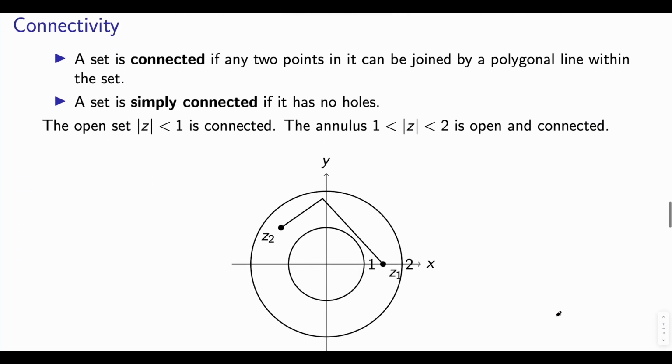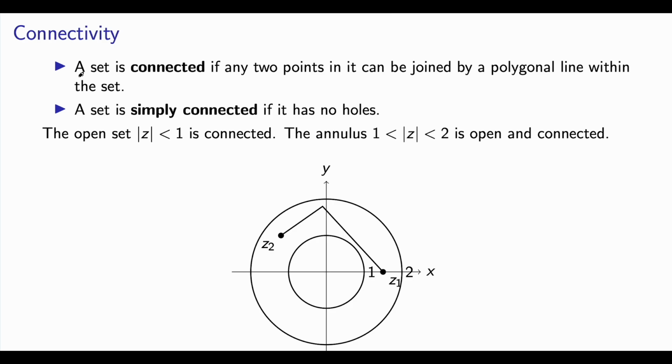Okay. So when we say connectivity, a set is connected if any two points can be joined by a polygonal line within the set, right? So let us see whether this set is connected or not. This set is open, right? Open because none of the boundary points are there and every point is an interior point. You can draw a neighborhood which completely lies in it, right? So these boundary points are actually removed. Then in that case, this set is open.